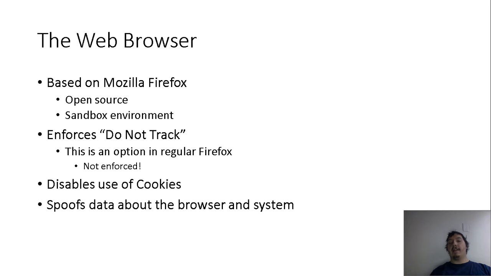Now, this do not track flag exists in the out-of-the-box version of Firefox, but protocols used by the normal Firefox do not enforce this. And so this becomes enforced with Tor Browser's version. And then they also disable the use of cookies because cookies can be used to identify you. And then the browser also spoofs a lot of your information about the browser and your system. So just to prevent you from being identified.